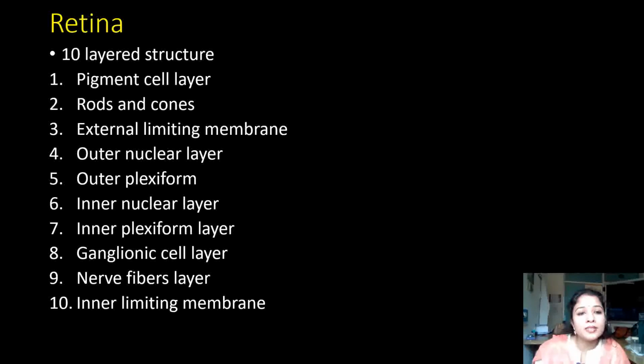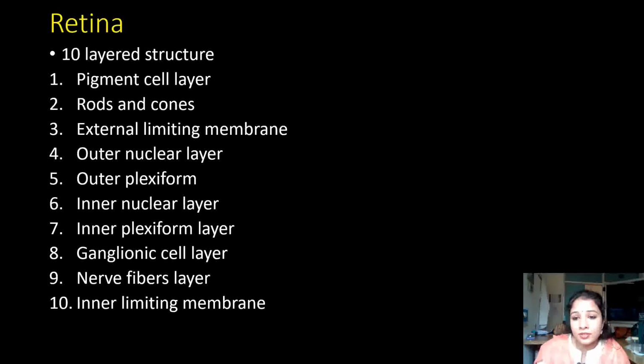So the layers: the pigment cell layer, the first layer, is a cuboidal cell layer having melanin pigment and helps in the absorption of light. Rods and cones are the main cells for the perception of colors. Cones are for bright light vision and rods are for dim light vision. The external limiting membrane is formed by the nerve processes arising from the Muller cells. Then the outer nuclear layer: the nuclei of rods and cones form the outer nuclear layer. Then the outer plexiform layer: the nerve plexus of these rods and cones forms the outer plexiform layer.